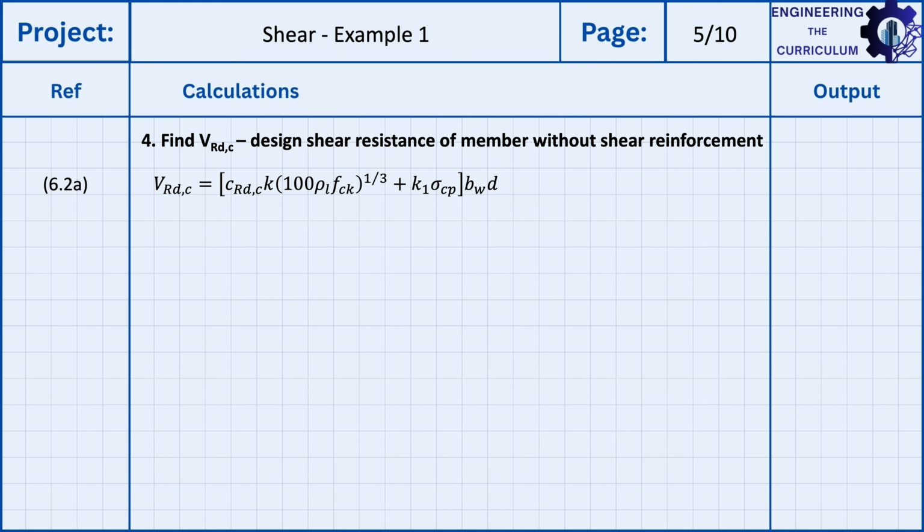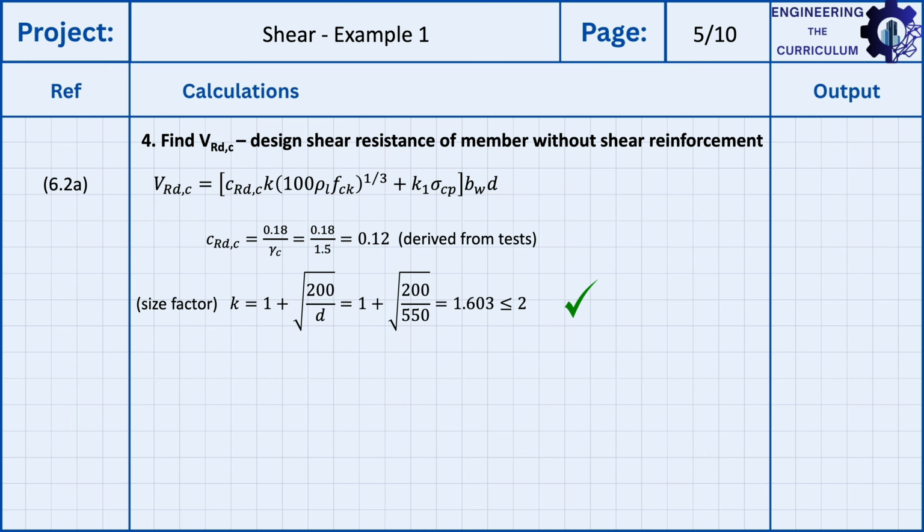At this stage, I want to find VRDC. VRDC is the design shear resistance of a member with no shear reinforcement. So what can the concrete resist in shear without me adding any reinforcement? And to figure out this equation, we do need to calculate a few things. The first thing is CRDC, which is derived from tests, and it is 0.18 divided by the safety factor for concrete, which is 1.5, so CRDC works out as 0.12. The size factor K, there are indeed a lot of Ks in reinforced concrete design, is 1 plus a square root of 200 over D. We know everything here, and that works out as 1.603. That has to be smaller or equal to 2, which in our case works out.